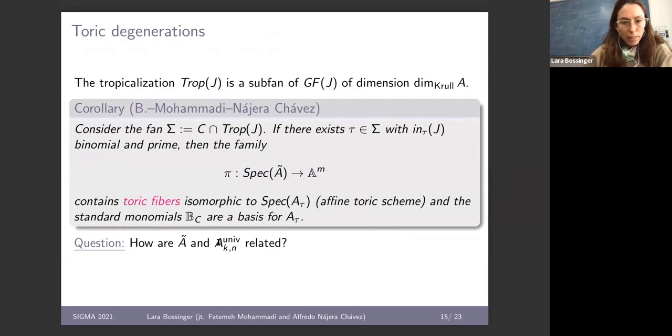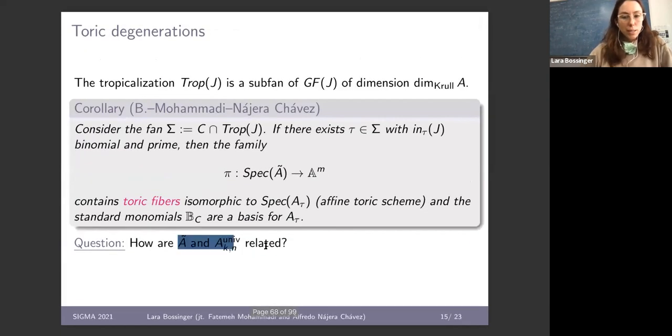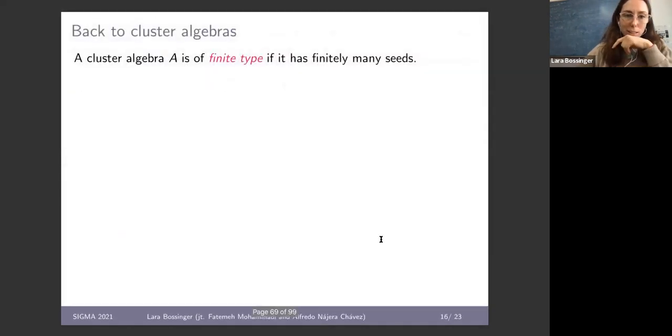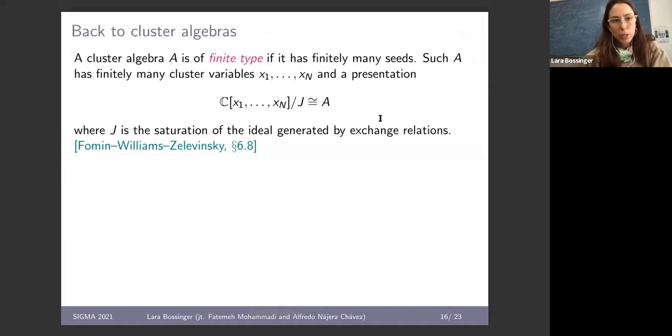In the case of the Grassmannian, we wanted to see if there is any relation between these algebras A tilde and the cluster algebra with universal coefficients. Before I state the theorem about this relation, I will quickly go back to the cluster algebra. Remember, cluster algebras are defined recursively. There's no unique presentation that we get for a cluster algebra. But if the cluster algebra is of finite type, then we can simply present it by the polynomial ring of all cluster variables.